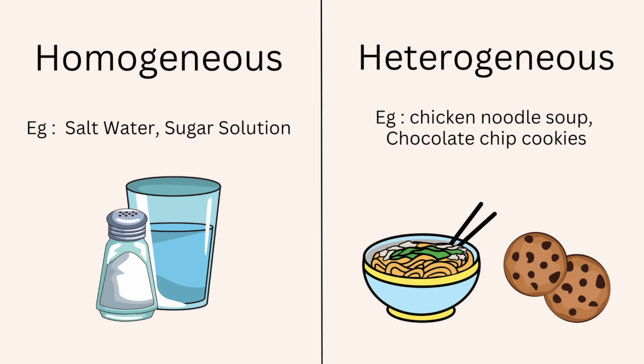And the second example could be chocolate chip cookies. So it has the dough, it has the chocolates, and although it's a mixture, it's not homogeneous. You can clearly draw boundaries between the choco chips and the cookies. So that is all the differences between homogeneous and heterogeneous mixture.